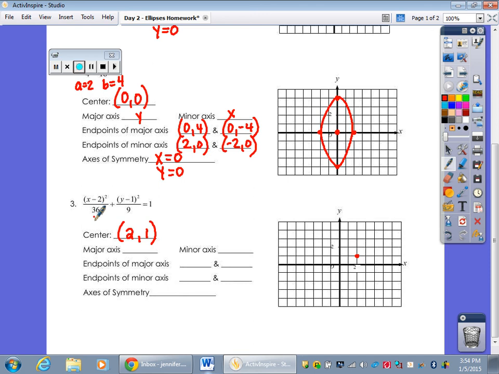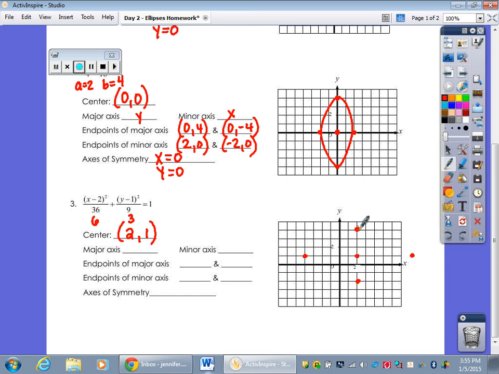Underneath the x would be 36 and underneath the y would be 9. Remember that's a squared and b squared, and a and b tell us how many spaces left and right. So the square root of 36 is 6. That means underneath the x, we're going to go 6 spaces to the left, and we are going to go 6 spaces to the right. And then we're going to go 3 spaces up and 3 spaces down.